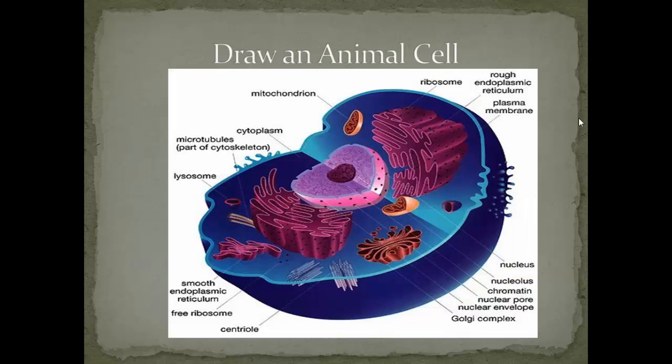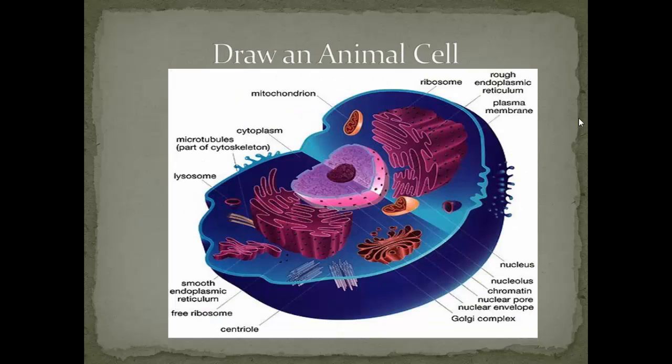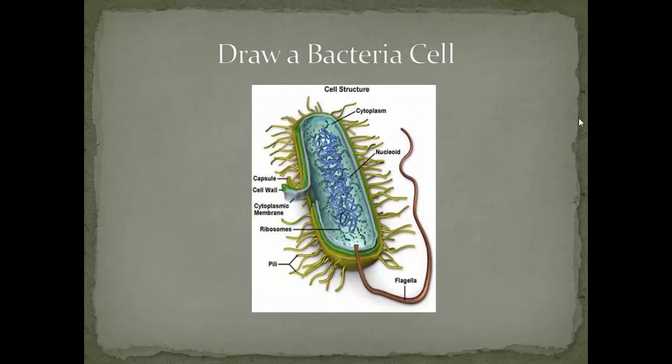So here's an image of an animal cell and an image of a plant cell. You can go back and forth to study them, see the main differences, see the components. All right, this is going to help you with your project as well. So these are important images. Remember them. That's the bacteria cell.